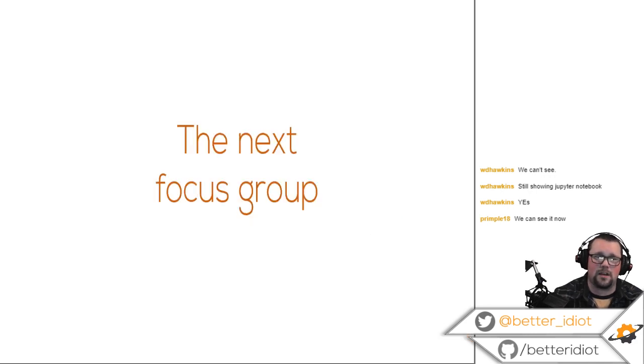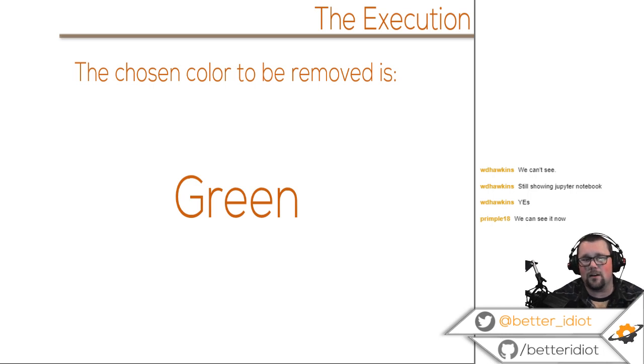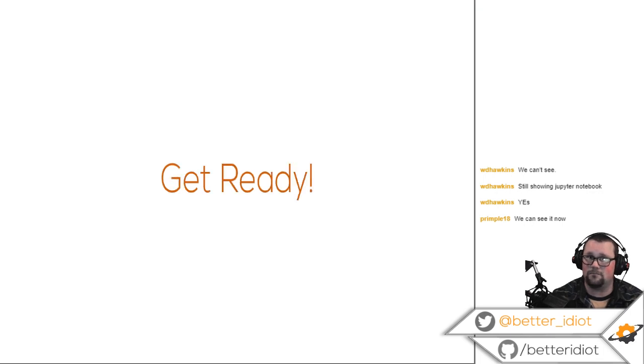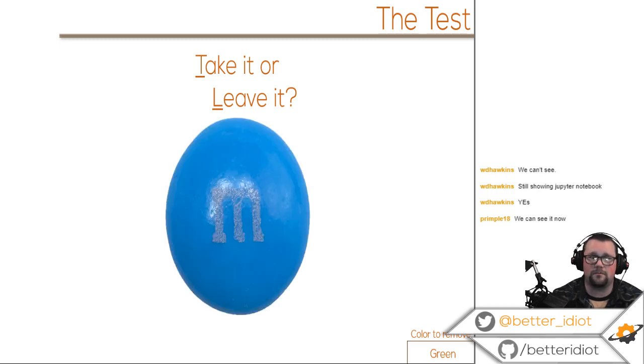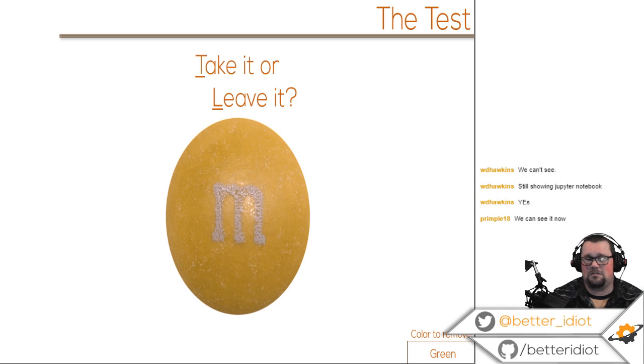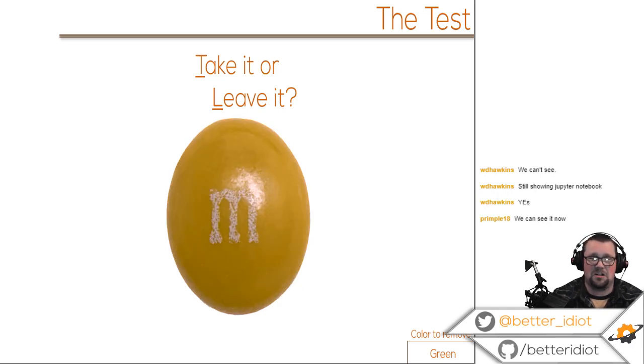Let's try another test. Let's go for the next focus group. The idea here is the chosen color to be removed is green. Let's get ready. Take it or leave it. Is this green? Nope, I'm going to leave it. That's blue. I'm going to leave it. Green, going to take it. Yellow, going to leave it. Yellow, leave it.